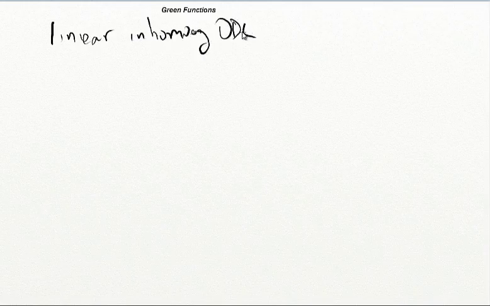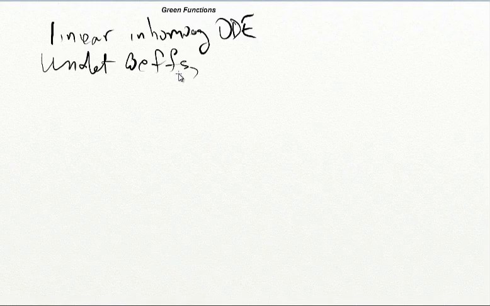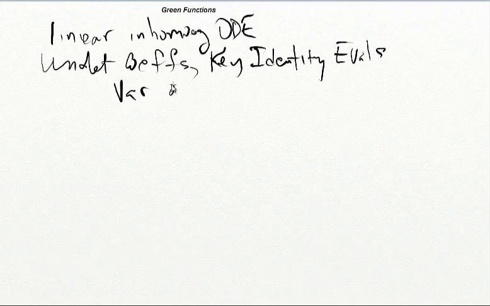In this video, we will describe a method for solving a linear inhomogeneous ODE, a method that is somewhat different from the standard three methods that are usually considered in a sophomore level ODE course, namely undetermined coefficients, the so-called key identity evaluations, and the third method is variation of parameters.